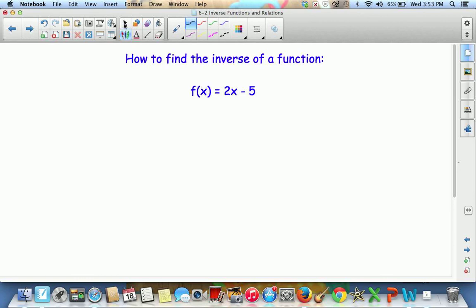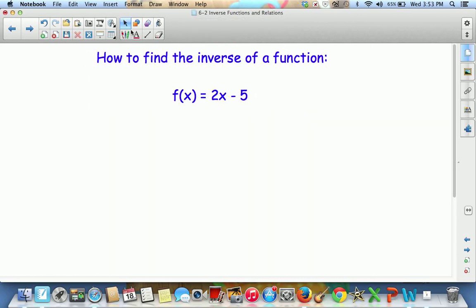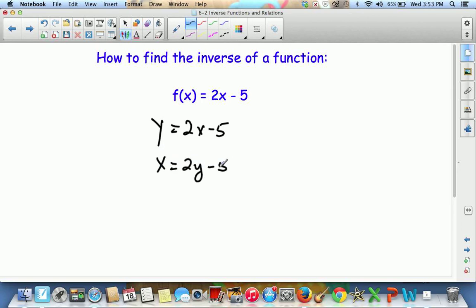So now when I have a function, for example, f of x equals 2x minus 5, there's a little bit more of a process here. So let's change this f of x to y. Okay, so y equals 2x minus 5. Then what we're going to do is flip the x and the y, flip them around. So x equals 2y minus 5. Now we're going to solve for our new y. We're going to get this y by itself. This is our new y.